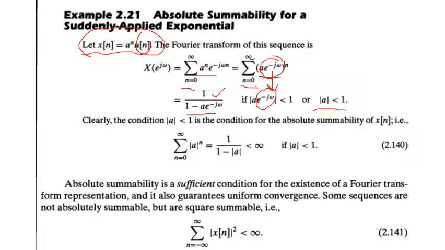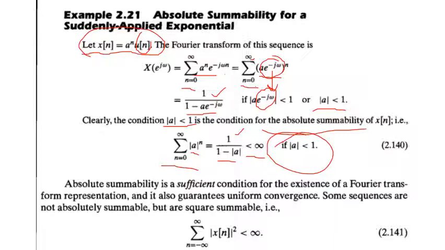Clearly the condition that the magnitude of a is less than 1 is the condition for absolute summability of x of n. And here we can see that we have the sum from n equal to 0 to infinity of a raised to the power n. So first term divided by 1 minus ratio is less than infinity as long as the magnitude of a is less than 1.